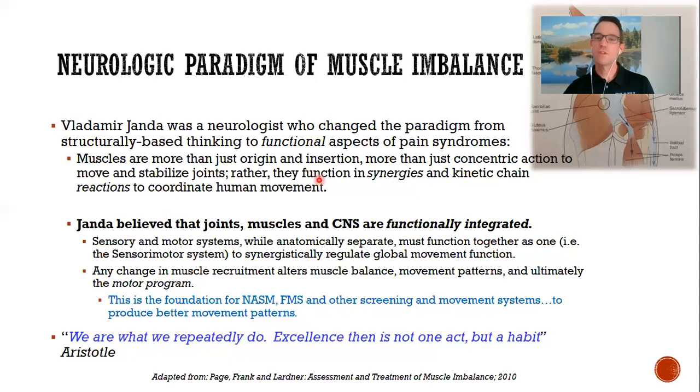And so he said muscles function in synergies. We're going to talk about anatomy trains in a little while. And I think when I think synergies, I think anatomy trains. And really they interact and they're interdependent with each other to coordinate global movements. Okay, so Yonda believed that joints, muscles, and the central nervous system are functionally integrated. They're all part of a sensory motor system. And so we're going to talk about that in just a minute.